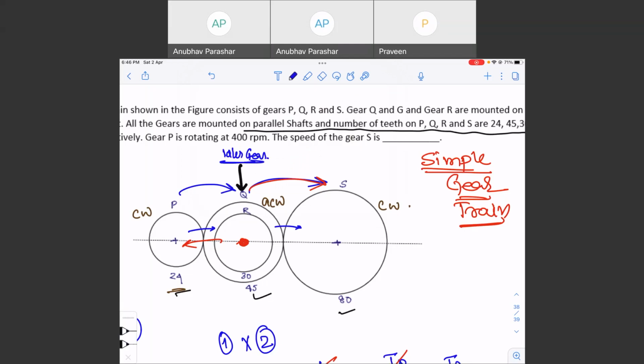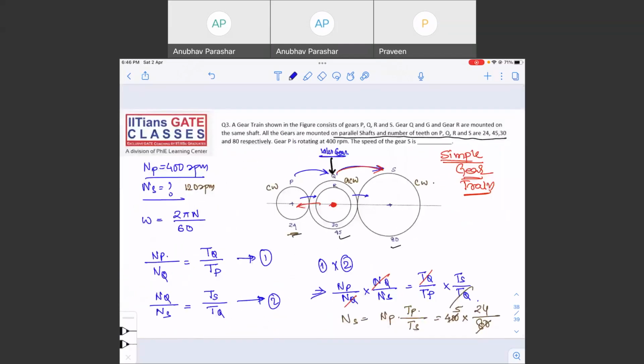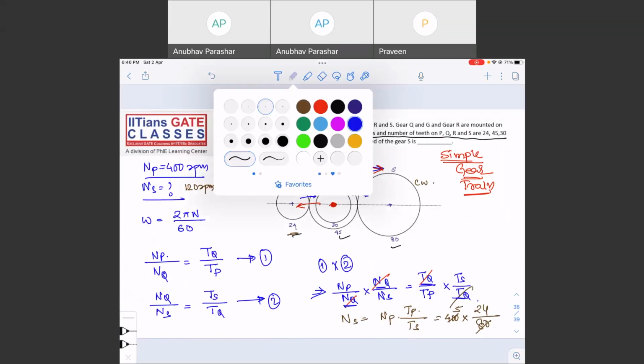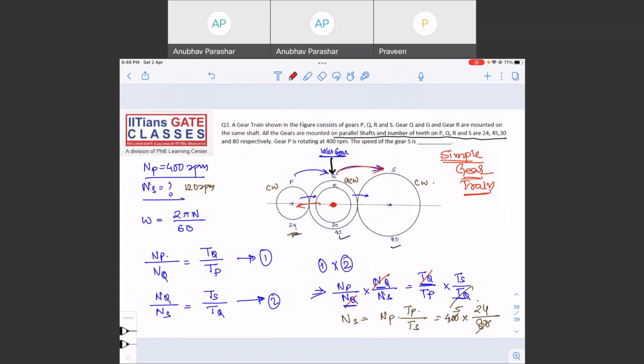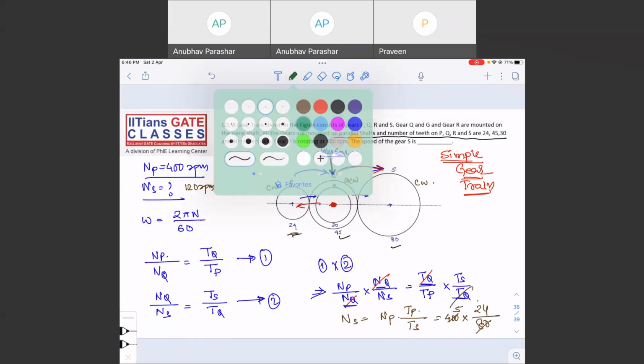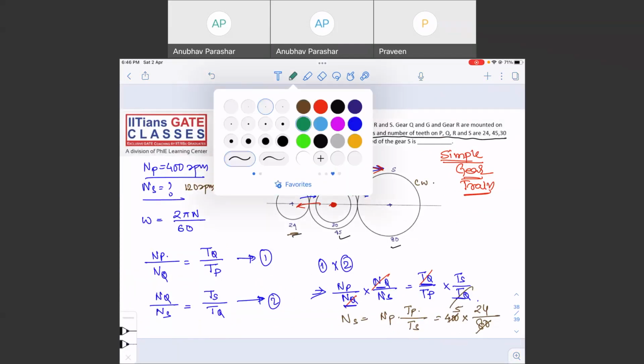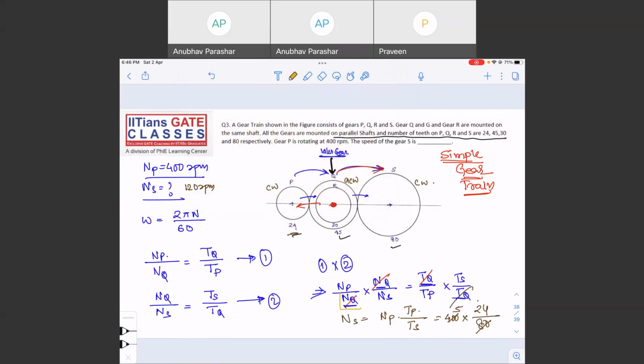So that is why even in the speed ratio, you see the speed of Q is getting cancelled. The number of teeth on Q is getting cancelled, isn't it? That means it is not contributing to the speed ratio, right? The idler gear is not contributing to the speed ratio.